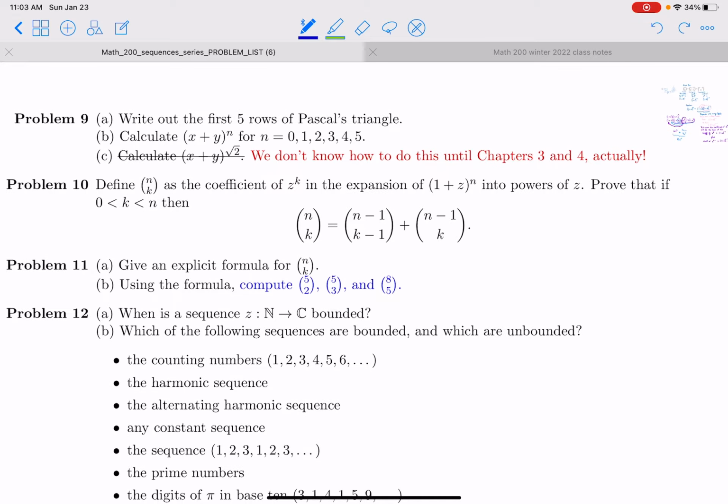Okay, so let's look at problem 10. Define this symbol to be the coefficient of z to the k in the expansion of 1 plus z to the n. So here x is 1 and y is z, or whatever. But yeah, so then what are we supposed to do? Well, prove that this equation holds, okay?